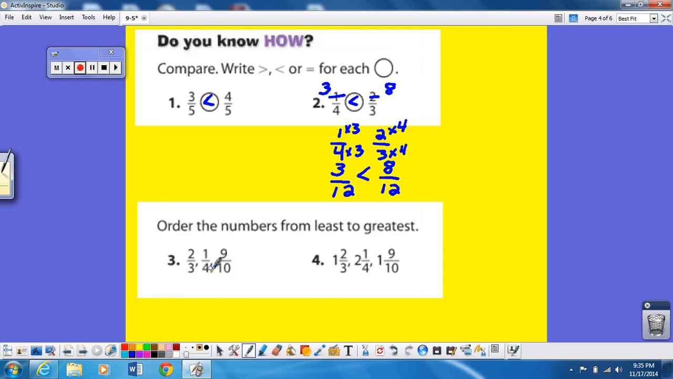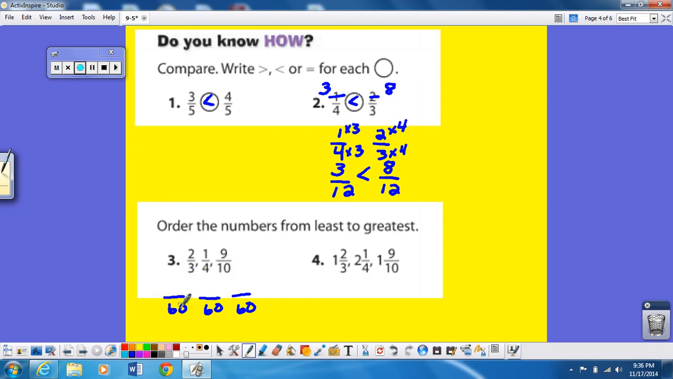But what we need to do is come up with a common denominator for all 3 numbers, which sometimes is a little tough to do. I'm going to try 60, because I think all 3 of these numbers go into 60. Let's see what happens with 60. And a lot of times, if you don't know, just multiply them all together.